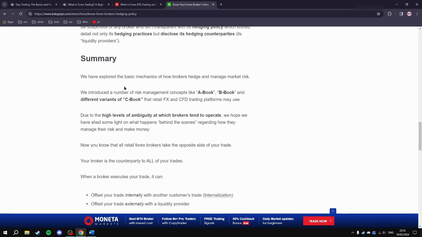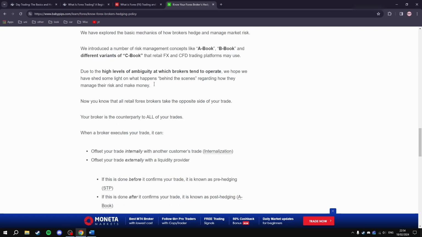Summary: we have explored the basic mechanics of how brokers hedge and manage market risk. We've introduced a large number of risk management concepts like A-book, B-book and different variants of C-book that retail FX and CFD trading platforms may use. Due to the high levels of ambiguity at which brokers tend to operate, we hope we have shed some light on what happens behind the scenes regarding how they manage their risk to make money.